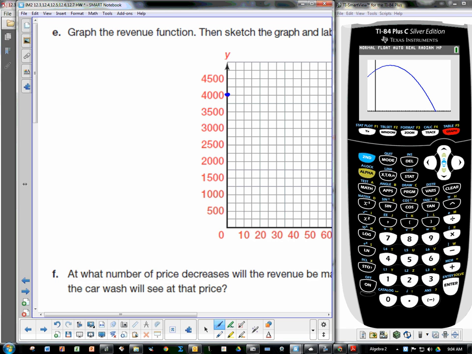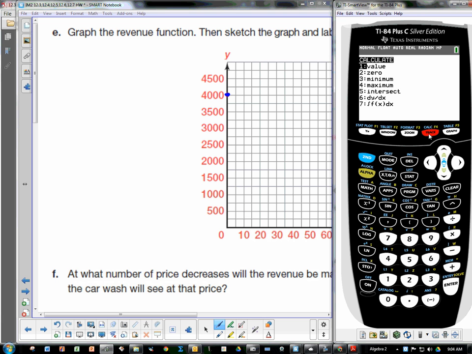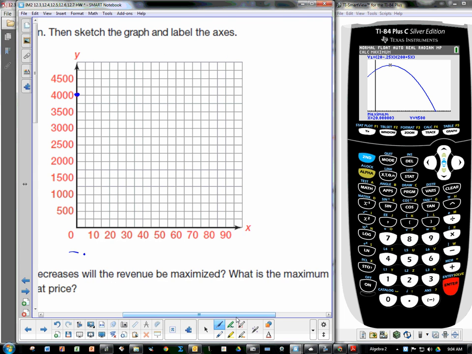Let's find the maximum. I'm going to head over to my graph, and let's go second trace. Let's calculate the maximum, number 4. Enter, enter. There it is. So it looks like it's at 20, 4,500. All right, let's follow that over here. So we're going to go with 20, and then 4,500 is about right here.